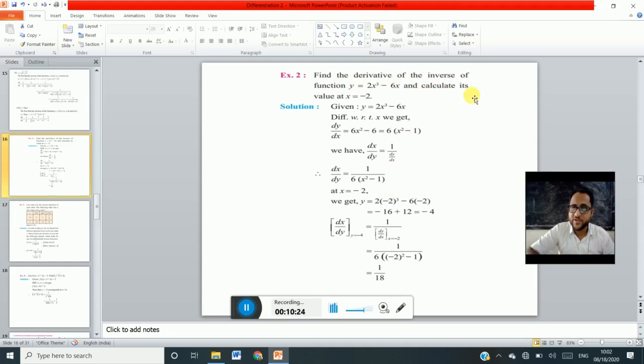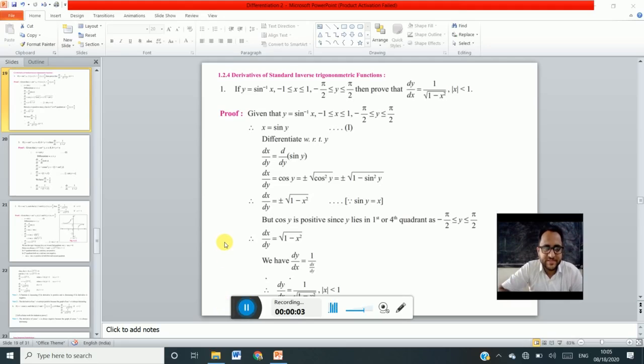Okay. Now we have to calculate its value at x equals minus 2. So find dx by dy at x equals minus 2. Put x equals minus 2 in this equation. What do we get? 1 upon 6 into minus 2 whole square minus 1. Minus 2 square means 4, 4 minus 1 is 3, 3 into 6 is 18. So 1 upon 18 is the final answer here, right? That is the value of the derivative of the inverse of y equals 2x cube minus 6x at x equals minus 2. So this is the answer for this.